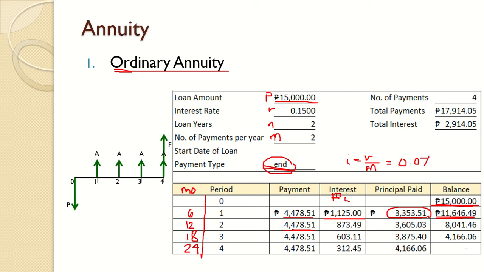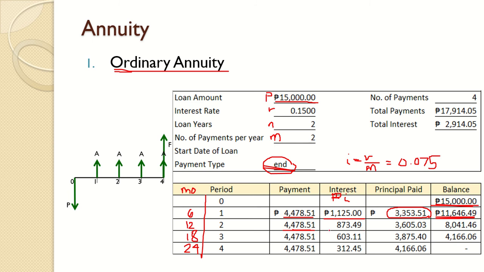So, that is what you multiply the principal amount by to get 1,125. Then, on the next year, 11,646.49 will be multiplied by 0.75. So you will get 870.49.